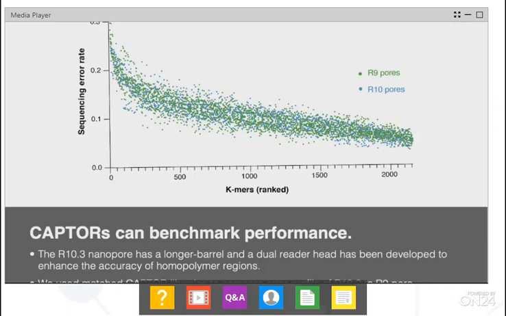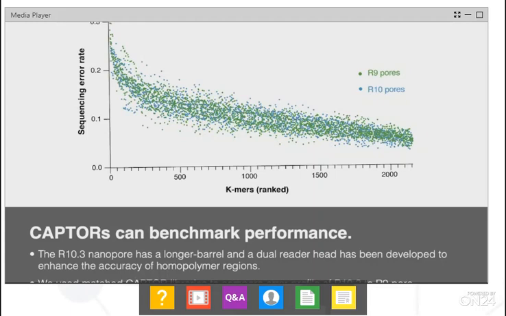Similarly, we can also use the CAPTORs to benchmark the accuracy and the performance of different reagents, different instruments, different protocols, different methods, even different users. Here what we've done is benchmark the accuracy of the standard R9.4 nanopore, which is slightly worse off than the newer 10.3 nanopore version, which has a longer barrel and therefore can more accurately resolve longer homopolymer stretches that have been a challenge for nanopore sequencing. And again, this shows you how CAPTORs can act essentially like an integrated reference control that evaluates the sequencing performance of that particular library.